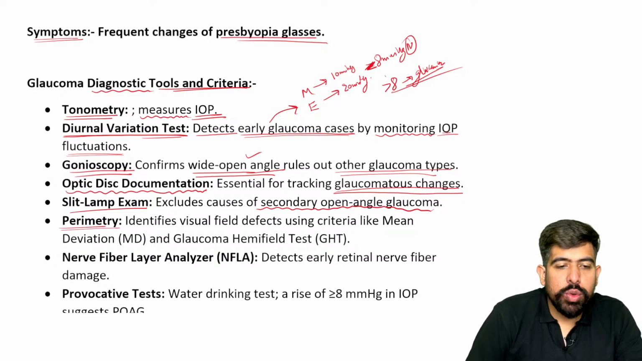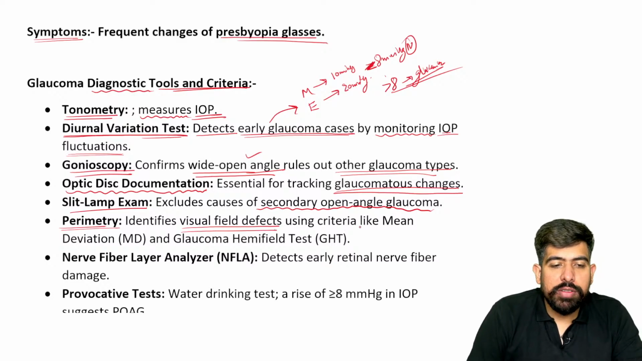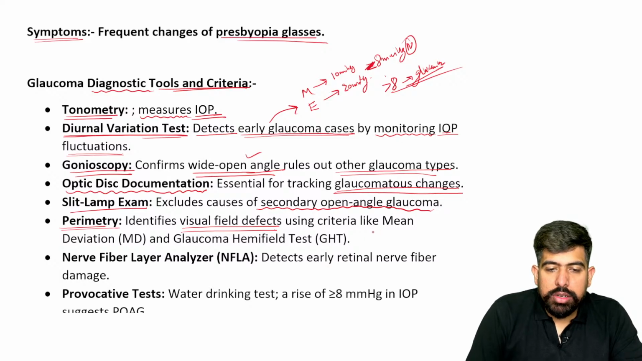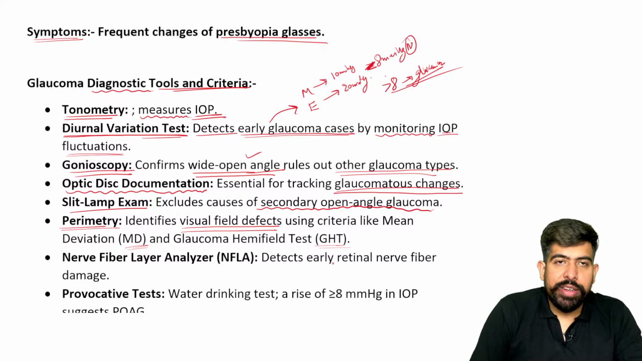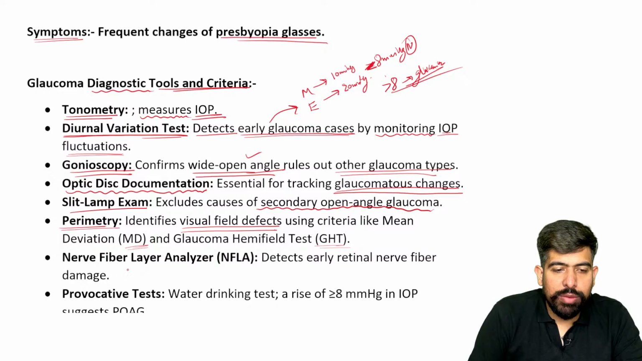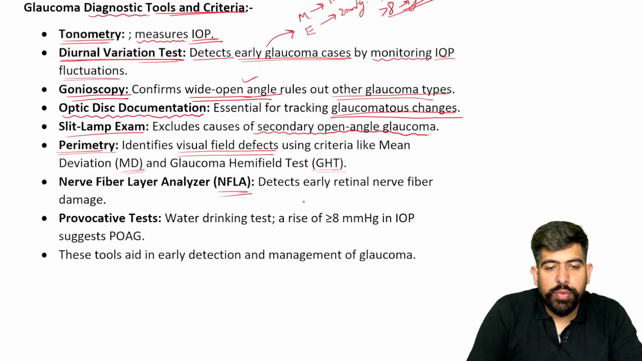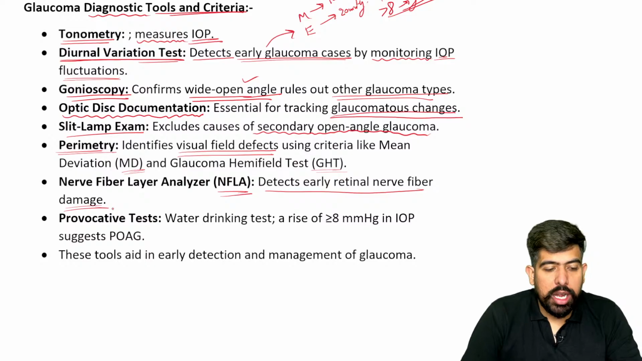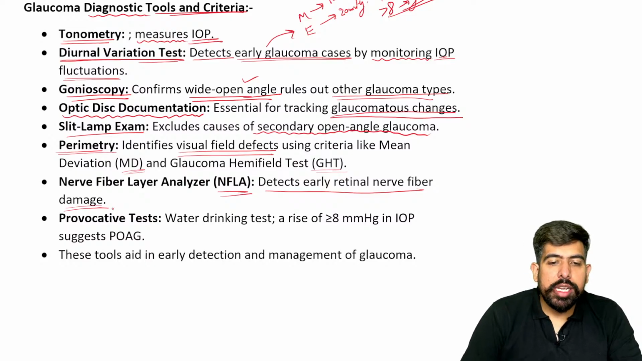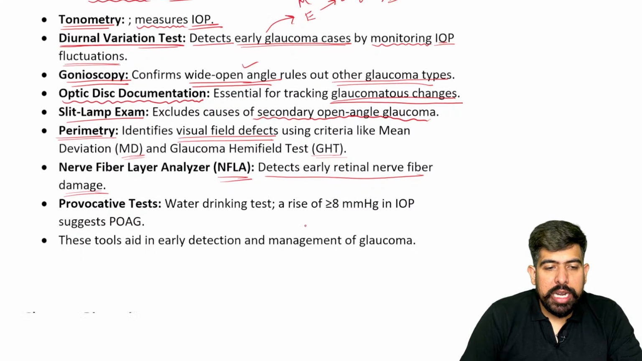Not only this, we have to do perimetry for the visual field defects, right? What kind of visual field defects are there, and we have to use criteria like the mean, median, or glaucoma hemifield test. Also, we have to do the nerve fiber analysis. By this we can detect early retinal nerve fiber damage. Right, we can detect early retinal nerve fiber damage.